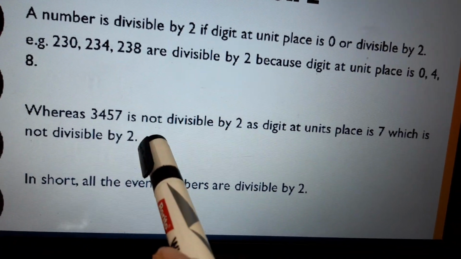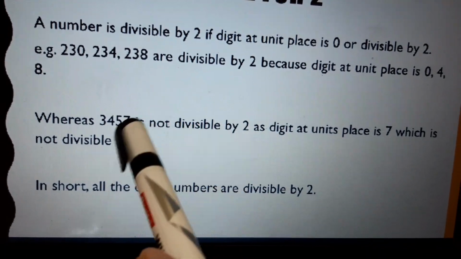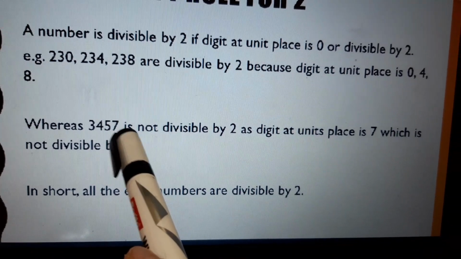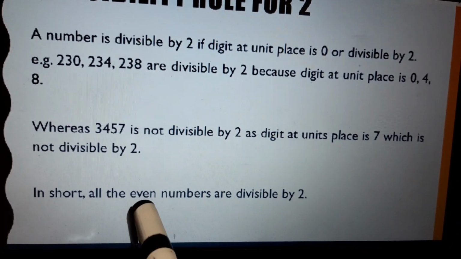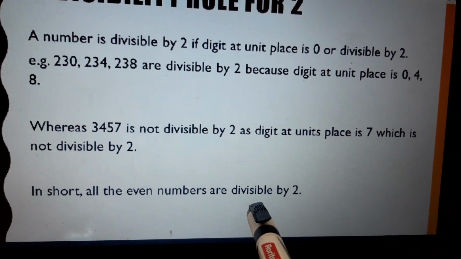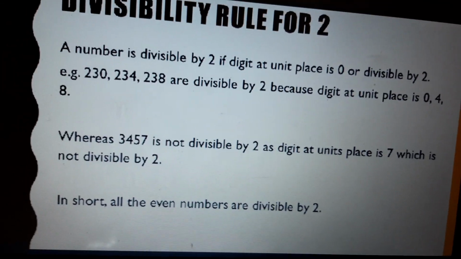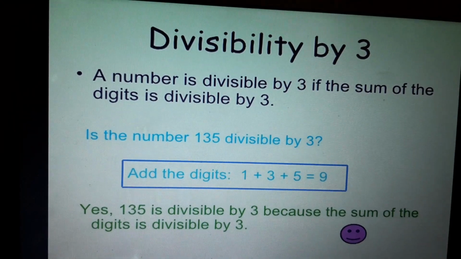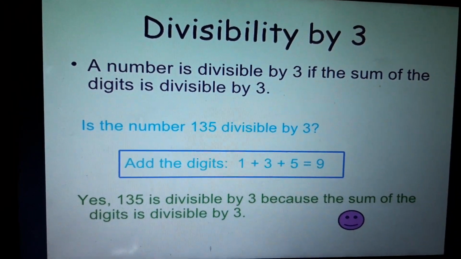Whereas the number 3457 is not divisible by 2 because at the unit place we are having the number 7 which is not divisible by 2. So in short we can say all the even numbers are divisible by 2. We have already done the definition of even numbers. So we can say all the even numbers are divisible by 2. Now next is divisibility by 3.